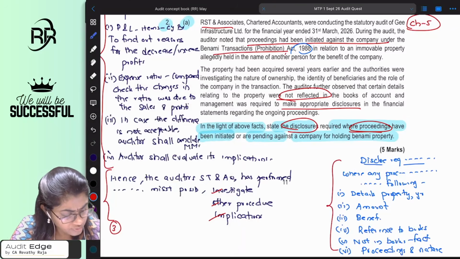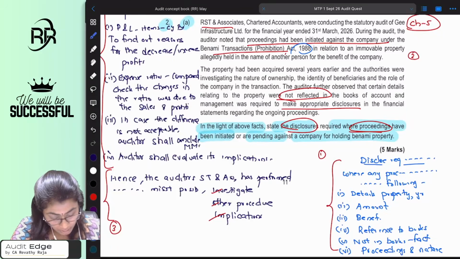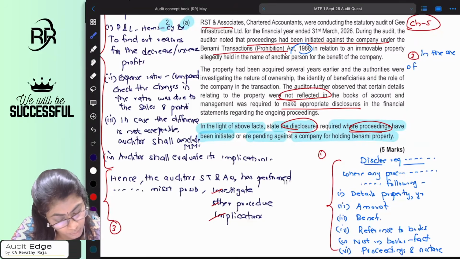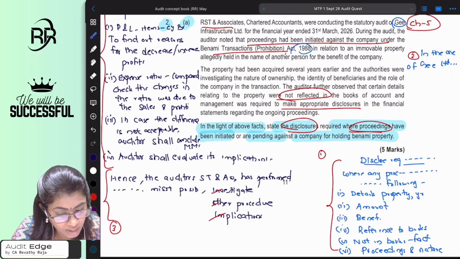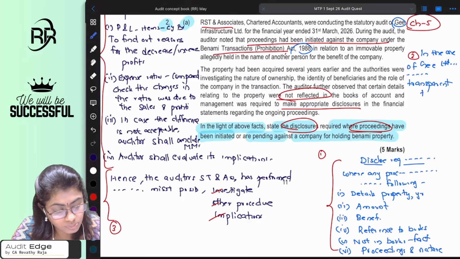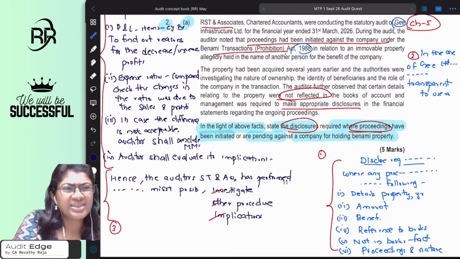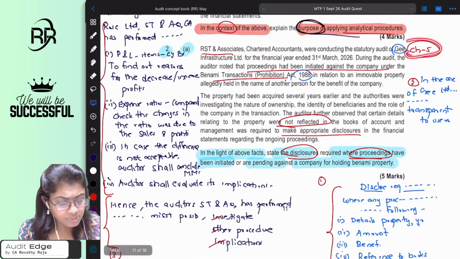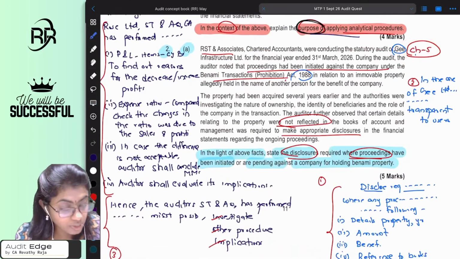So that's the first para. In the second para, you have to write in the given case, in the case of GE Infrastructure Limited, there is a disclosure requirement under the Companies Act, regarding the details, beneficiaries, etc., so that it will be transparent to the users. So that's it. It's a very direct question, guys. So this is from chapter number 5 regarding the disclosure requirement.